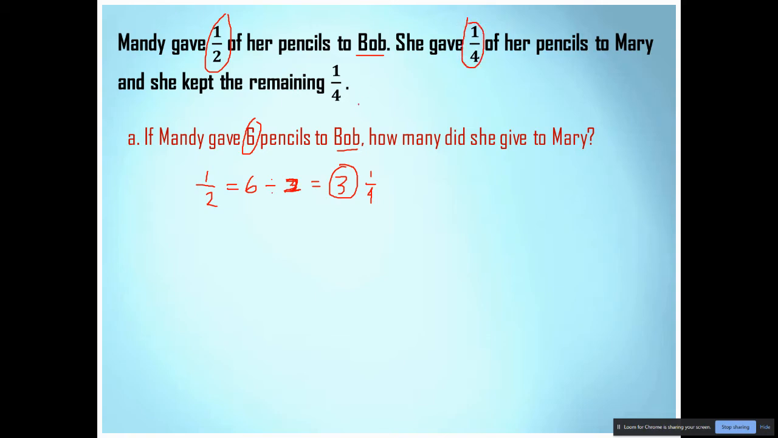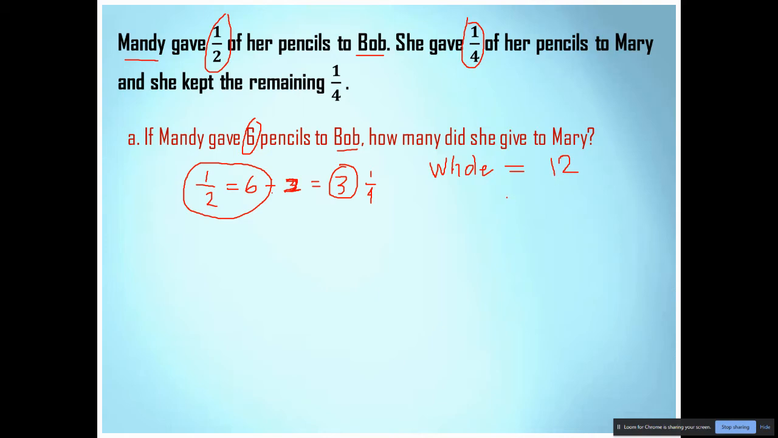Now first, what is the whole number of Mandy's pencils? So it says here half was given to Bob. So if half is 6, how much is the whole? So 2 of half is equal to 1 whole. So that means the whole number of pencils was 12. There were 12 pencils.